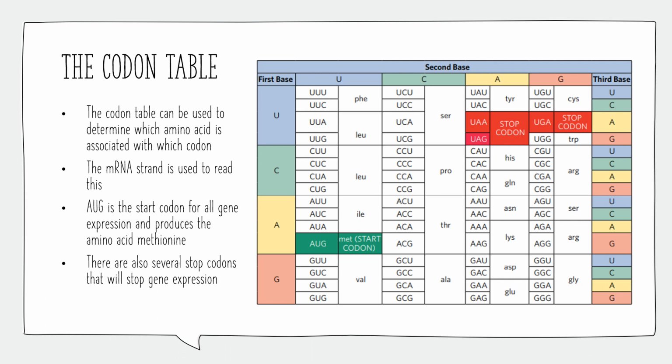It's a lot, and you don't need to remember any of this. You'll never have to recite this. If you have to use this, they'll always give you a copy, okay? But it's important to know how to read it. So the codon table can be used to determine which amino acids are associated with which codon.